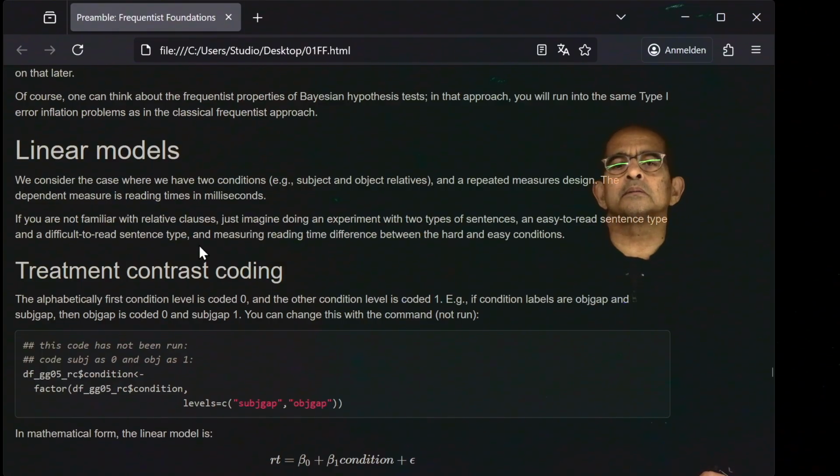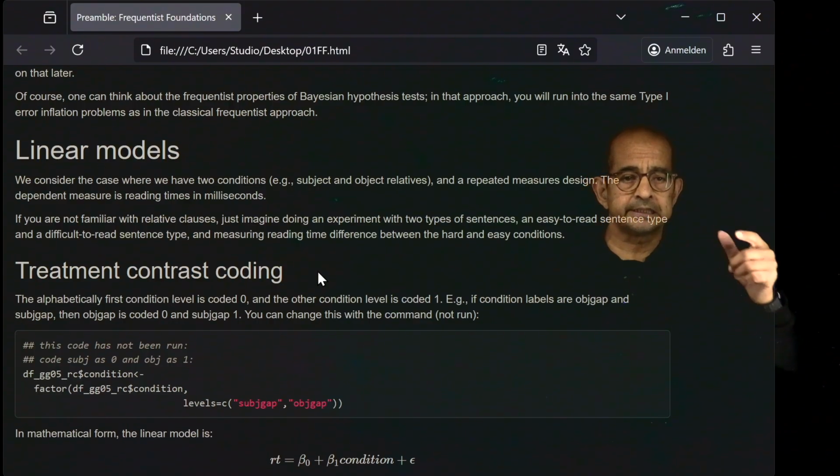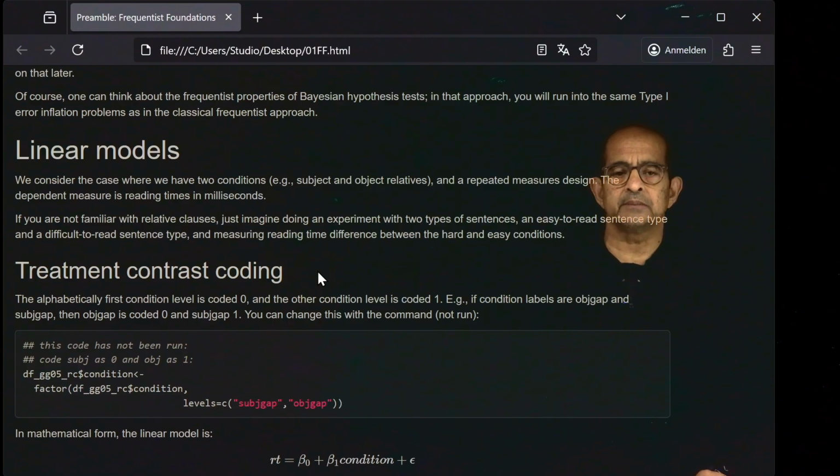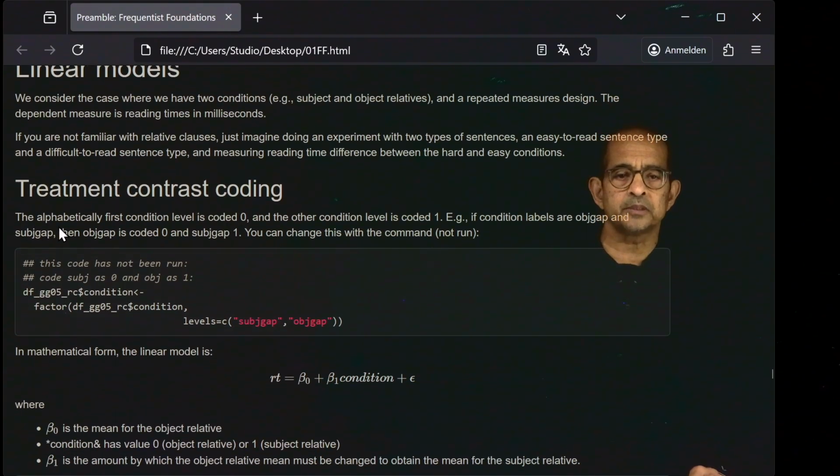So the two important things that I want to emphasize here are the following. The first is the contrast coding that you would use for the categorical predictors that we have in this particular example. Right? So if I have object gap and subject gap as the two condition levels, or whatever condition levels they are, you could choose what kind of contrast coding you're going to specify in the linear model. And the most common and the default contrast coding in R is the treatment contrast coding, which assigns 0 to one baseline level and 1 to the other level, which is called the treatment level.